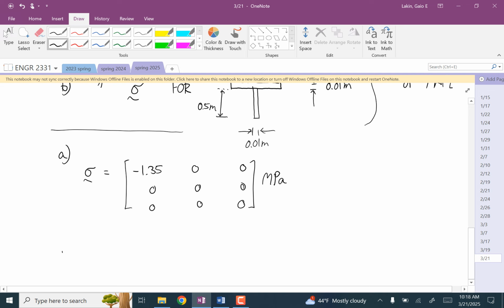And now we're going to do part B. What we know from the internal loads calculation is that the whole way, and at the point we care about, the internal tension is negative 1,500 newtons. And the bending moment is positive 200 Newton meters.